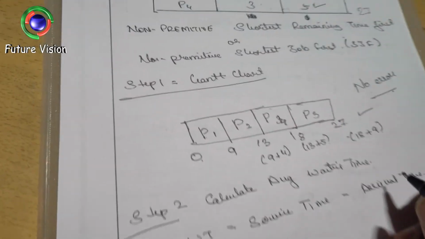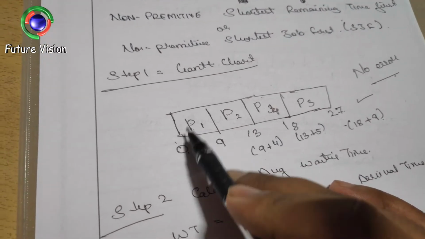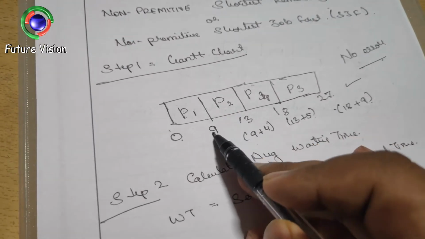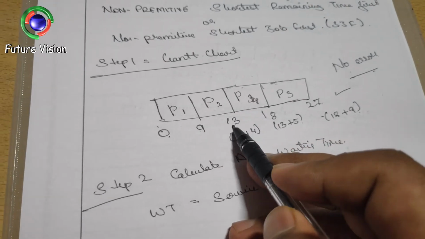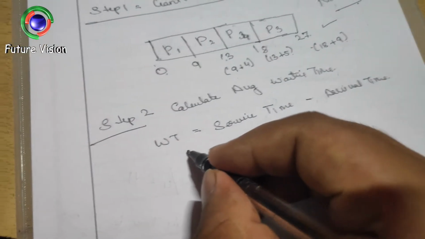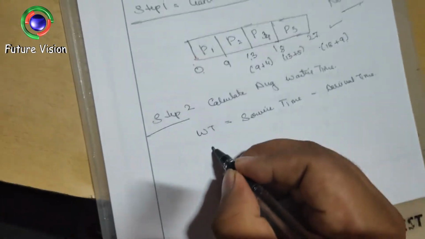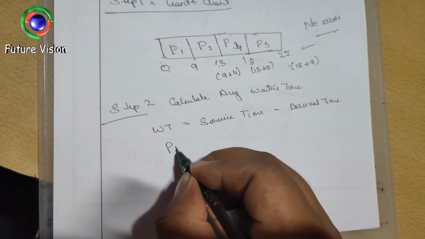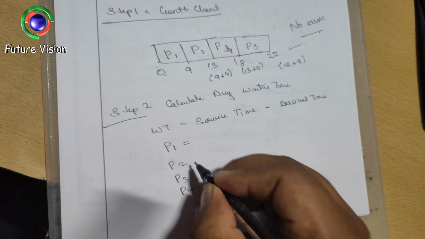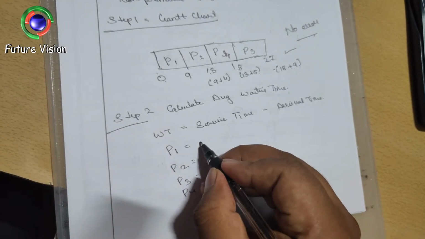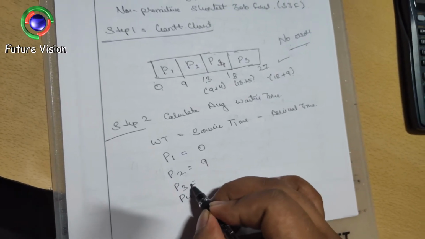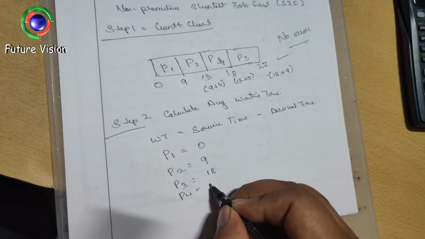Now let us see what service time is. The leftmost point of the process in the Gantt chart is the service time of that process. Let's say P1 has a service time of 0, P2 has a service time of 9, P4 has a service time of 13, P3 has a service time of 18. So for processes P1, P2, P3, P4, the service times are 0, 9, 18, 13.